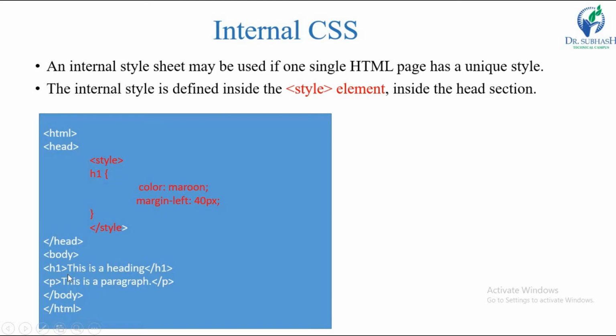Inside the body I have one h1 and a paragraph tag. I want to apply a style to h1. This is a heading. I want to change the color to maroon, margin left 40. So this is the style written in a head section, and this is called the internal CSS. Now again we will see an example of the same.